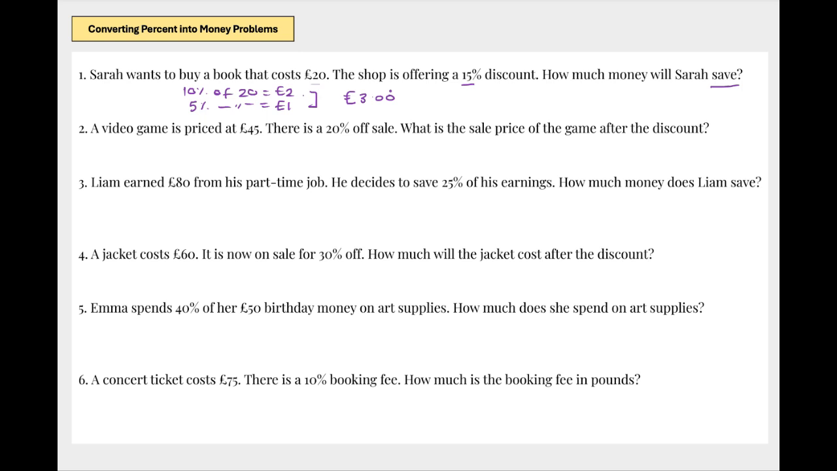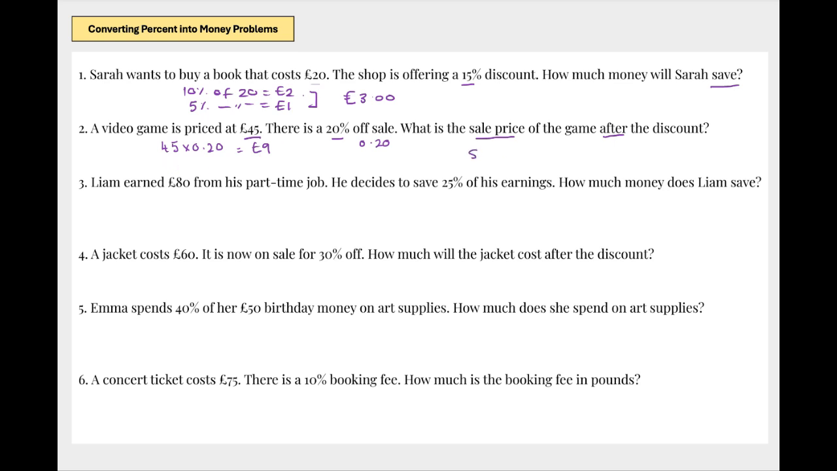A video game is priced at £45. There is a 20% off sale. What is the sale price of the game after the discount? So it's after the discount. So let's work this out. We have 20% and 45. For this one, I want you to convert the 20% into a decimal. We know that as a decimal is 0.20. So now I'm going to do 45 times 0.20, which is £9.